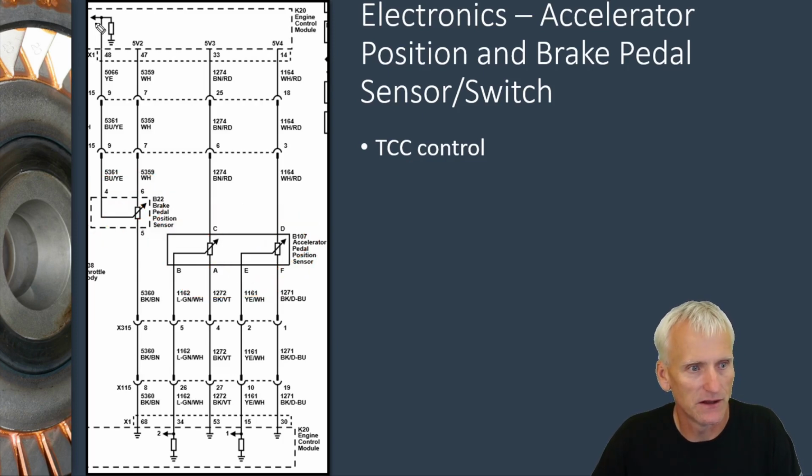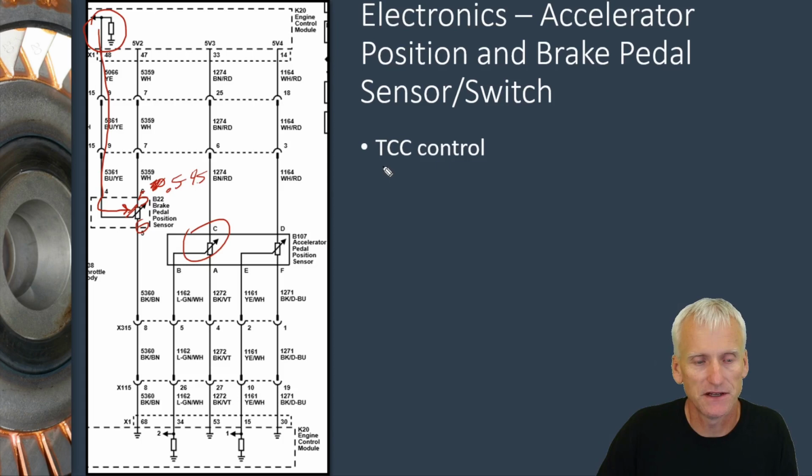But basically, they're monitoring the voltage. This is a circuit like if I had 5 volts and 0, it's going to be what they call a potentiometer. So the typical range of a potentiometer is between 0.5 and 4.5 volts. And the computer will cross-correlate that voltage to a position, either a brake pedal position or an accelerator pedal position. And like I said, this is mainly used for torque converter clutch control to tweak the operation of the torque converter clutch.